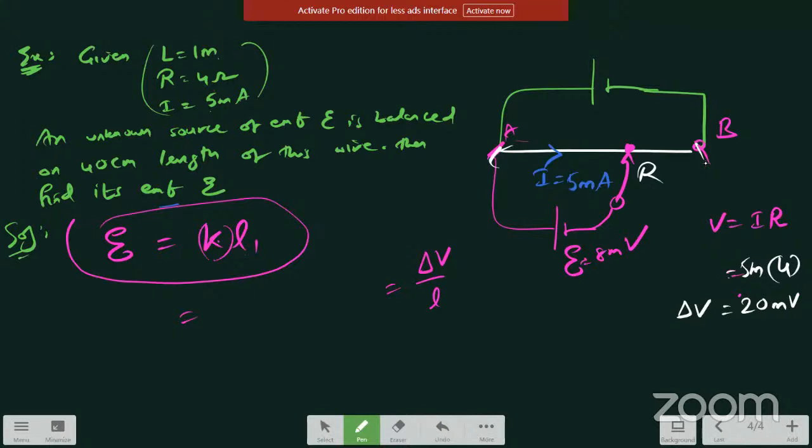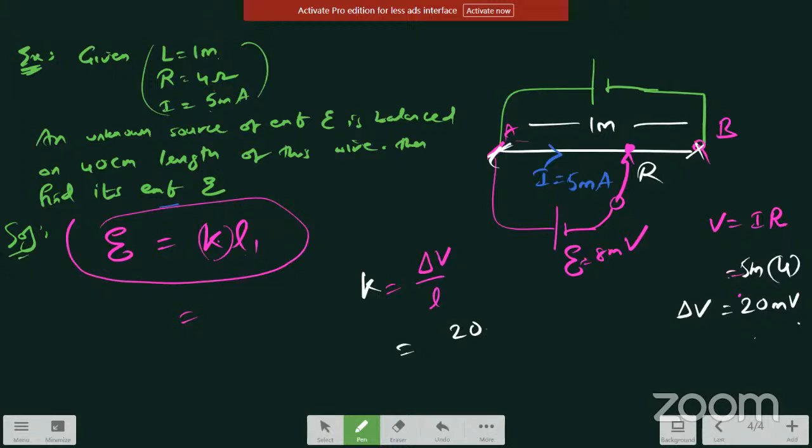Till now it is clear. I have to find the potential gradient, the potential drop per unit length. How much is this length? 1 meter is the length. So how much is the drop? 20 millivolt is the drop. I am asked for the potential gradient.